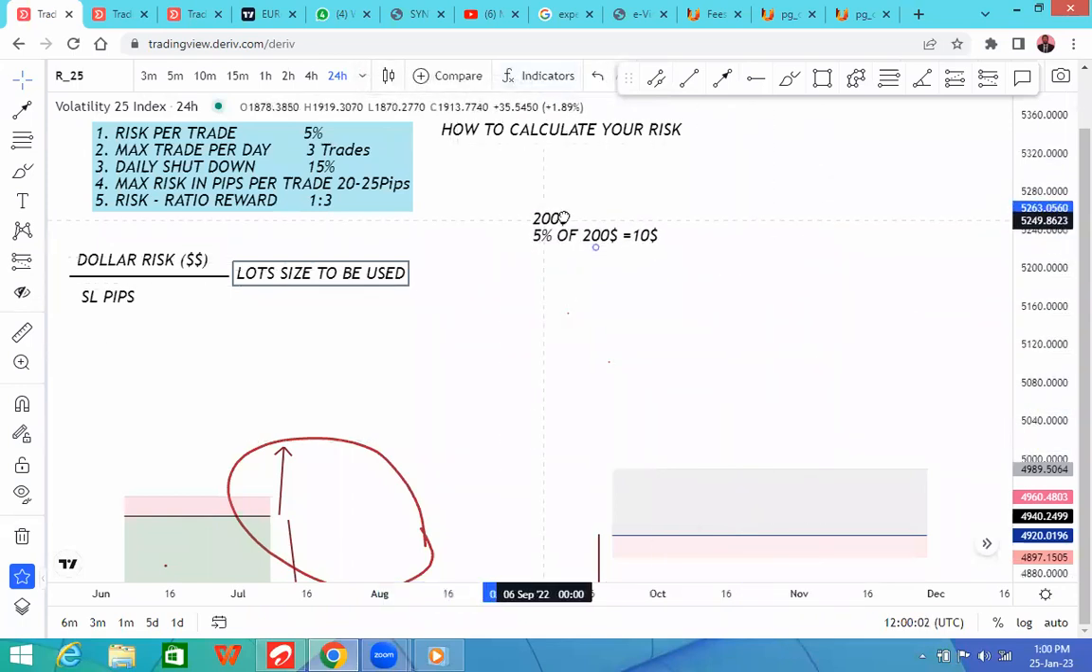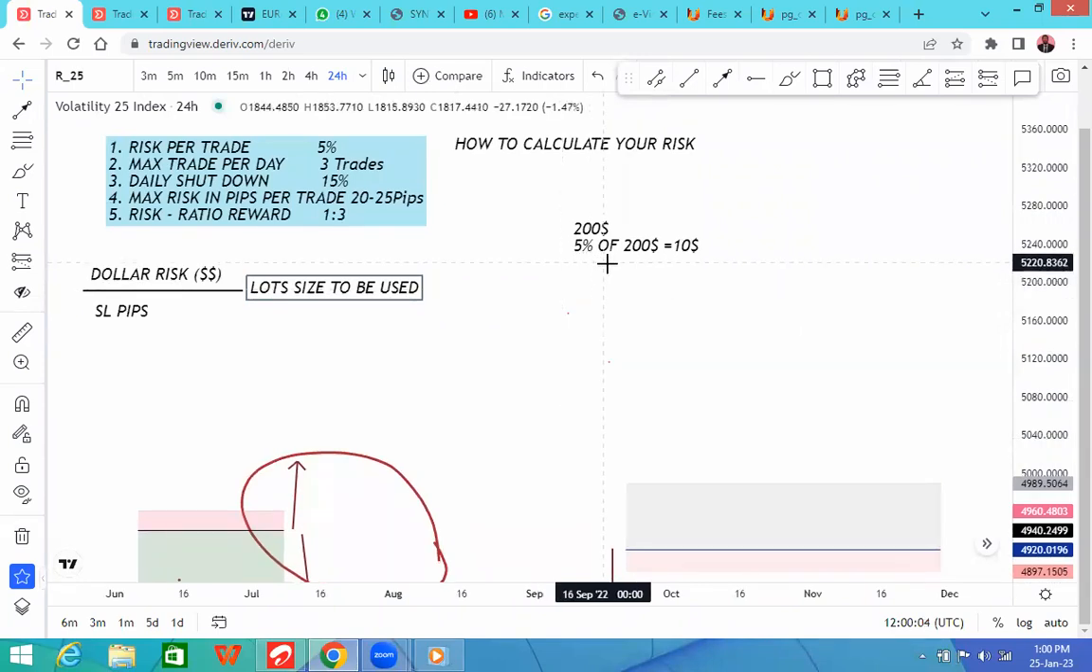Okay, let's just do this one now. $200 account, 5% is $10. We are following this discipline for our trading risk, our trade management components, whatever you want to call it. 5%, number one, is $10. So I want to risk $10.